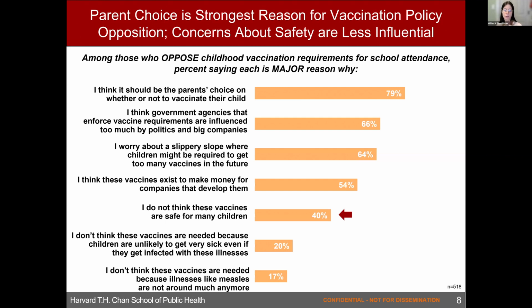And similarly, or close in number, people are worried that government agencies are influenced too much by politics and big corporations. They worry about a slippery slope where children might be required to get too many vaccines in the future. Again, COVID really brought that strongly out. They're worried about the existence of the vaccine as a moneymaker. That seems like a common concern that we hear among people who have more conservative perspectives on policy, they're worried about the financial gains for those who are in power and implementing these policies.